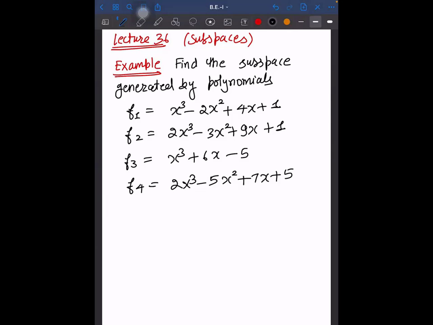So now if you want to generate a subspace from these four polynomials, you know that this subspace can have polynomials of degree less than or equal to 3, because the four polynomials which are given to us are of degree 3. So the subspace generated by these polynomials can have degree at most 3. So if you take the complete vector space having degree less than or equal to 3, what can be the dimension of that vector space? So n+1.